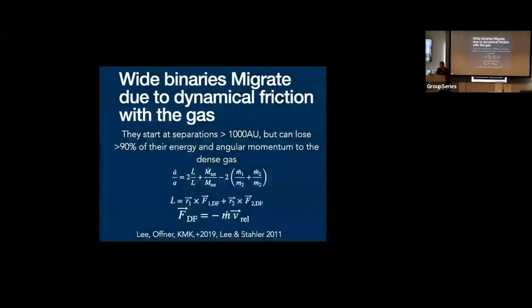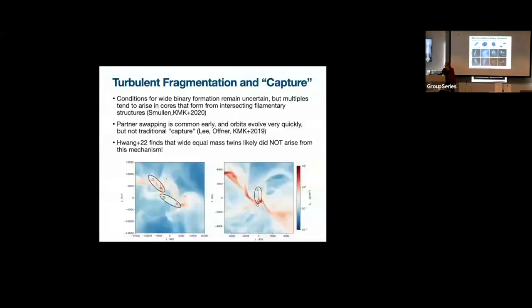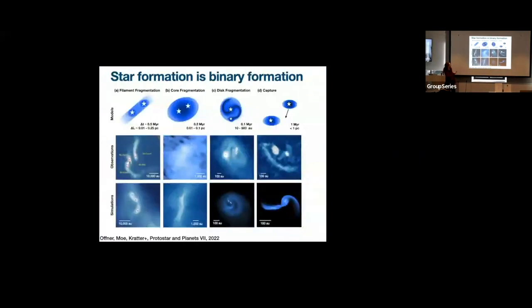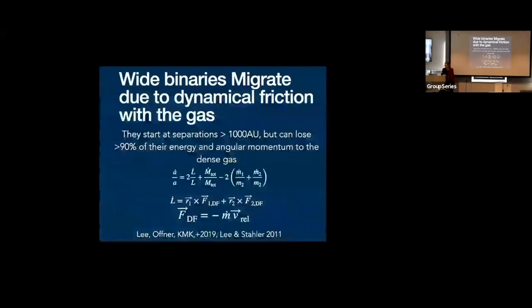So I want to emphasize that binaries do not stay where they are born. If you look back at this first graphic, you can see we've highlighted scales that are as wide as fractions of a parsec. And I'll show later on that most binaries are much closer in separation. And so with all of these different channels, the binaries migrate through strong interactions with the gas.